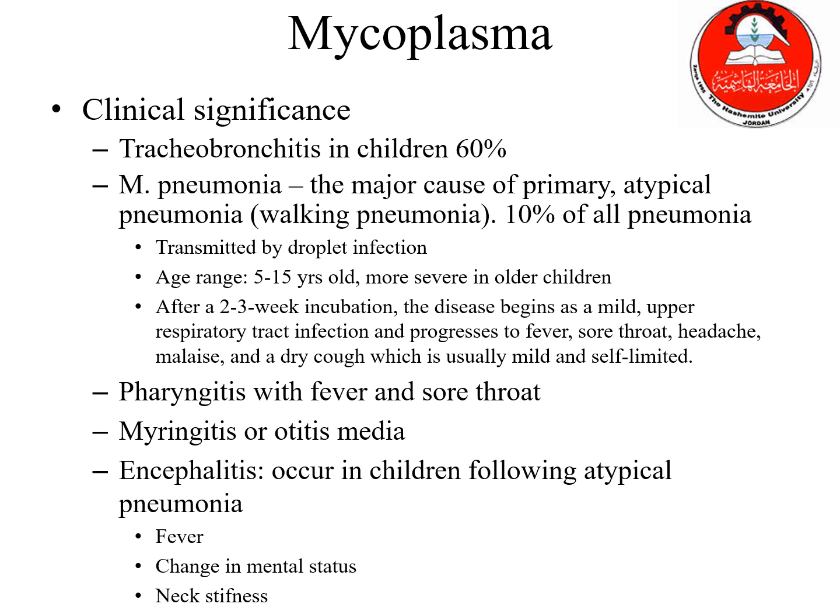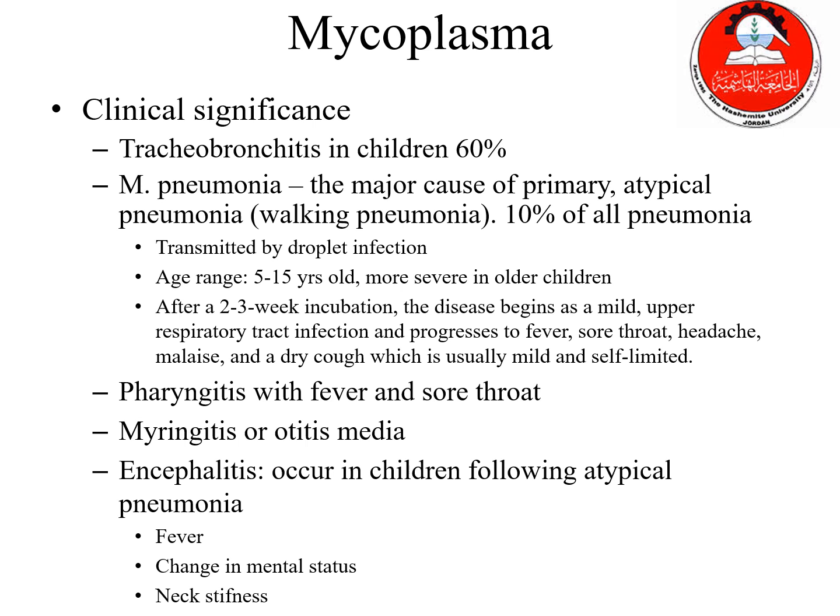After 2 to 3 weeks of incubation, the disease begins as a mild upper respiratory tract infection, and then it might progress to fever, sore throat, headache, malaise, and dry cough, which is usually mild and self-limited, though certain investigations such as the chest X-ray, as we're going to see in a moment, might look more severe. But in most instances, patients with atypical pneumonia, especially as a result of mycoplasma pneumonia infection, look good and are in good shape and health.